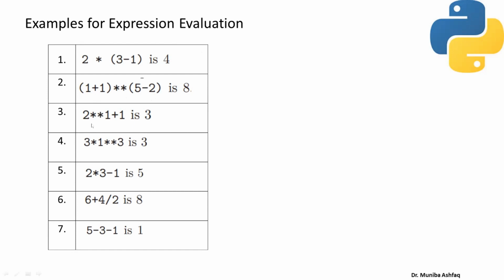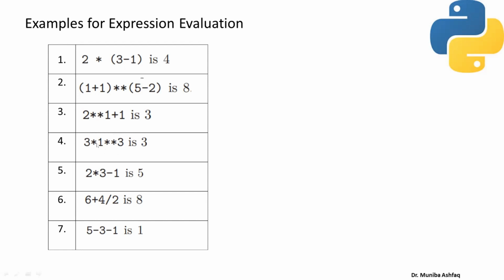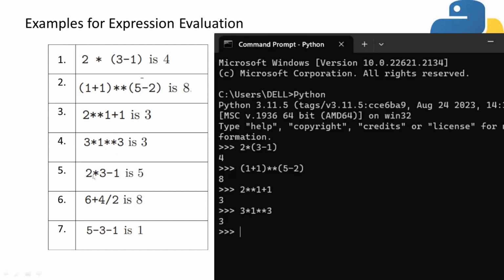Here you can see that 2 power 1 becomes 2, plus 1 becomes 3 at the end. So 3 multiplied with 1 exponentiation 3. Here you can see that exponentiation has high precedence, so 1 power 3 would be 1, and then again the result is 1, then 1 multiplied by 3 becomes 3.